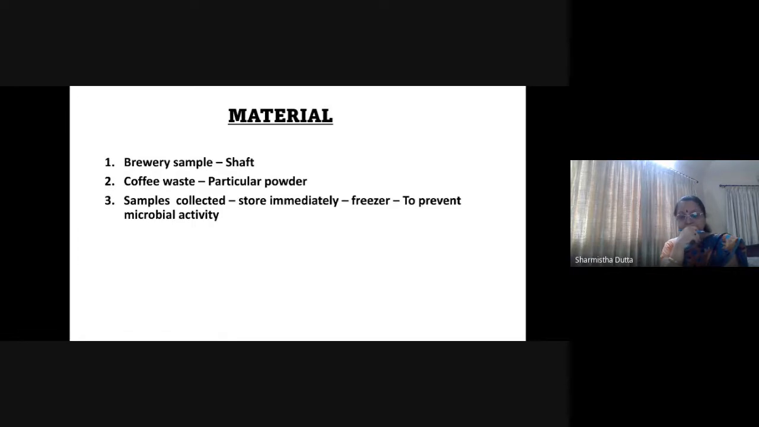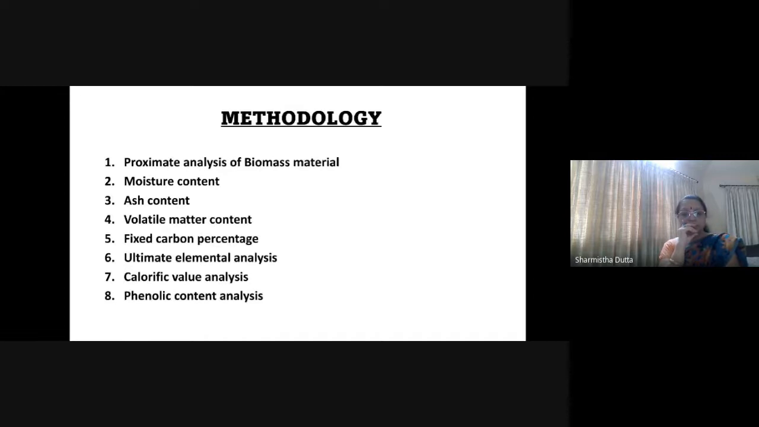Materials and methodology. Brewery sample. The brewery samples were provided in the form of sludge, and the coffee waste was provided in the form of particulate powder. The samples were collected and stored immediately in a freezer box to prevent microbial growth. Methodology. First is proximate analysis of biomass material, a widely acceptable method for biofuel characterization. It is cost effective and determines the moisture, fixed carbon, volatile matter, and ash content of the biomass. Moisture content was determined using British standard BS EN 14774-3:2009. The sample was dried at a temperature of 105 plus or minus 2 degrees Celsius in an air atmosphere until constant mass was achieved. The percentage moisture is calculated from the loss in mass of the sample.